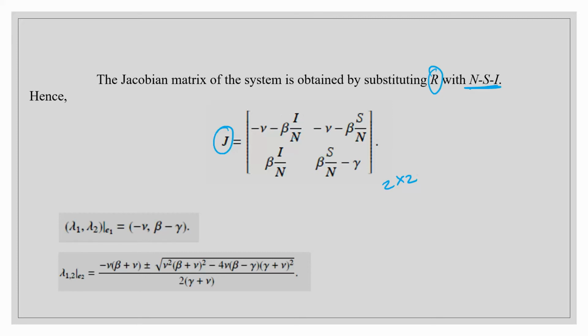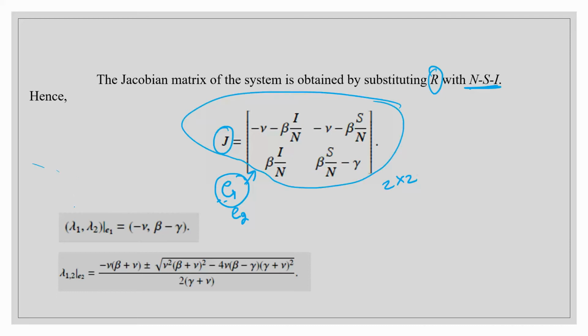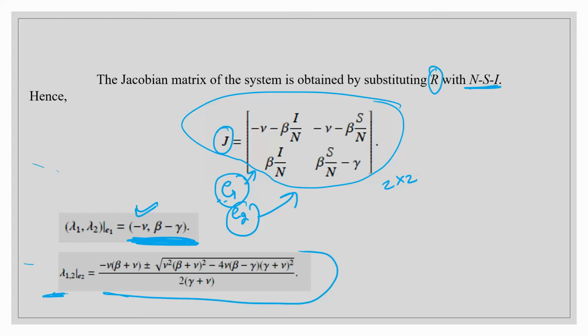You can find out the Jacobian matrix, and then what you have to do is put E1 and E2 one by one. When you put your first equilibrium point (N, 0, 0) over here and find out the eigenvalues of this matrix, you will get both of these eigenvalues. And when you put E2 in this matrix and again find out the eigenvalues, you will find your eigenvalues to be this. Now why is this important?